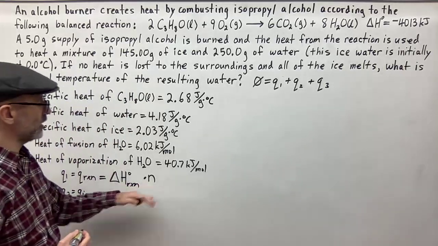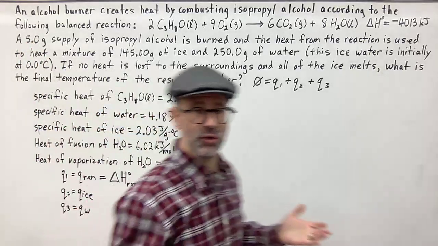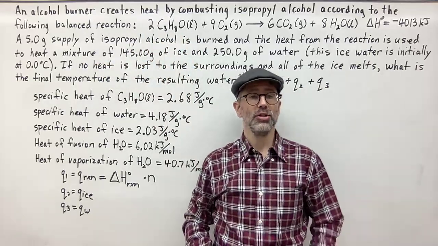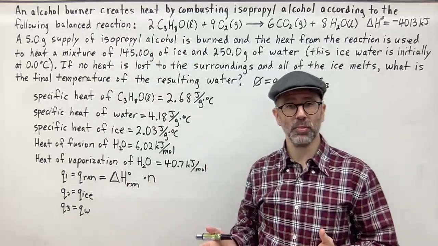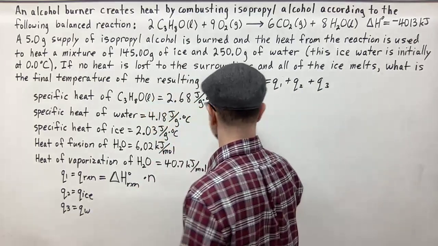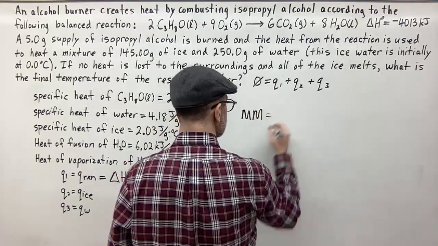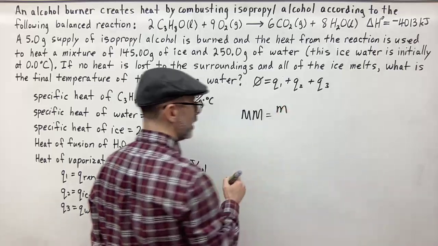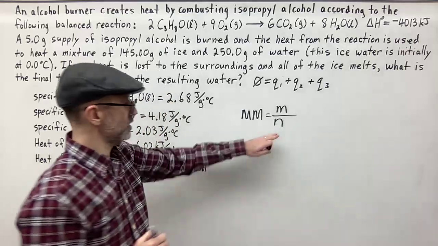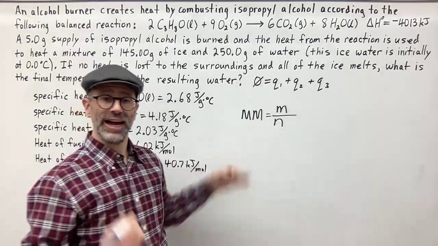Now, one of the things is they don't give me moles, they give me grams, they give me 5 grams. So a couple of ways you could do this. You could convert the 5 grams of the isopropyl alcohol to moles using the molar mass of isopropyl alcohol as a conversion factor. Or another way you could do is you can remember that molar mass is equal to the mass in grams of your substance divided by the moles of the substance. N is moles and M is the mass in grams. So now I can solve this for N.